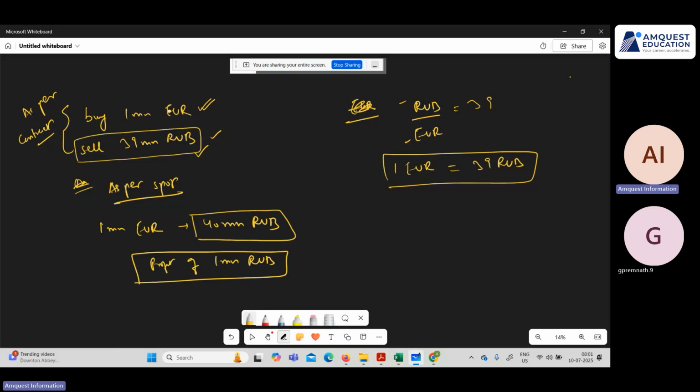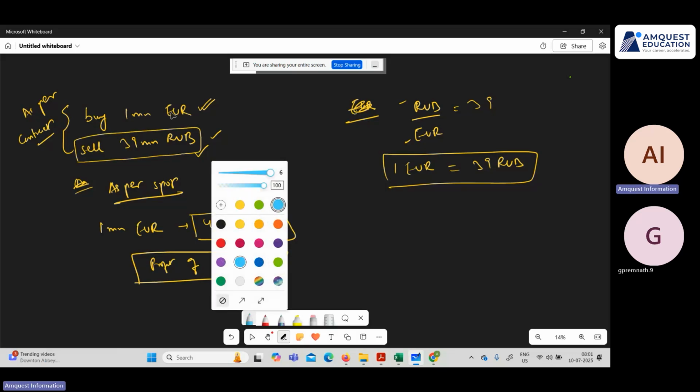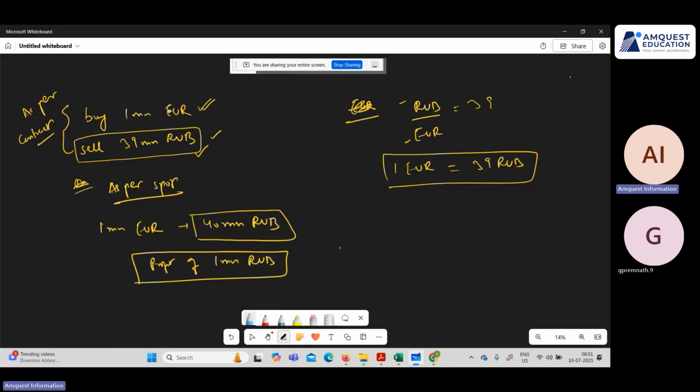Are you with me on this or should I re-explain? No, I'm with you on this. Okay. So is it right to say that I made a profit of 1 million RUB overall in the whole transaction as per the spot? Okay. But now, as I said, the NDFs are being traded in the major currencies.